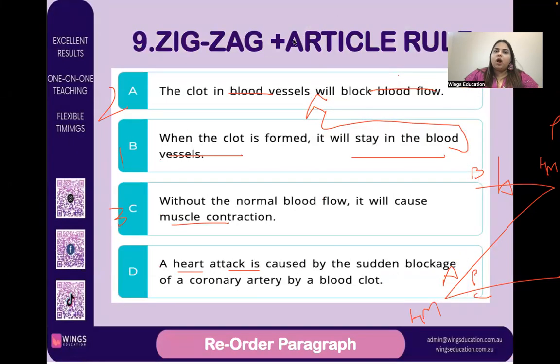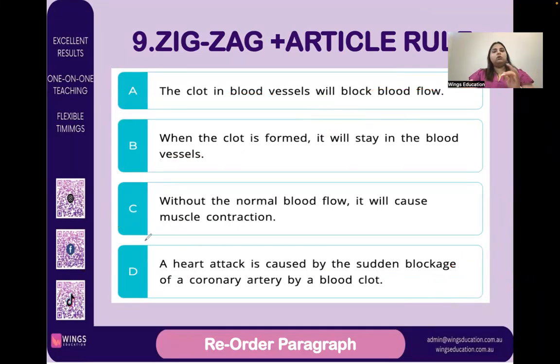Yeah, there you are. I will actually remove these lines from here. The clot in blood vessels will block blood flow. When the clot is formed, we've got the clot, it will stay in the blood vessels. We've got them repeated. So we know A and B are connected in some way. Blood flow, without the normal blood flow, muscle contraction. A heart attack is caused by the sudden blockage. Do we have blockage repeated? Of a coronary artery by a blood clot.